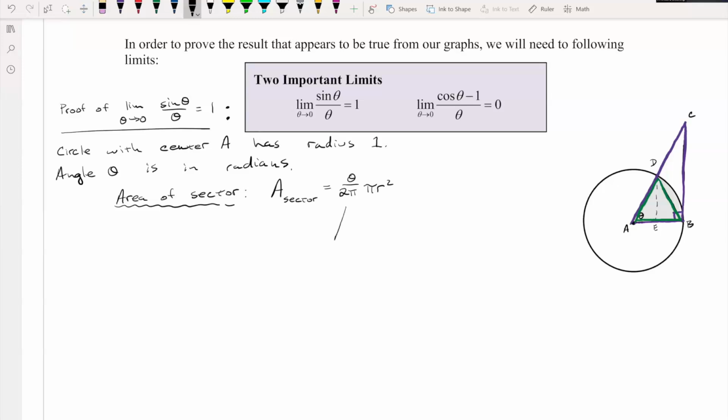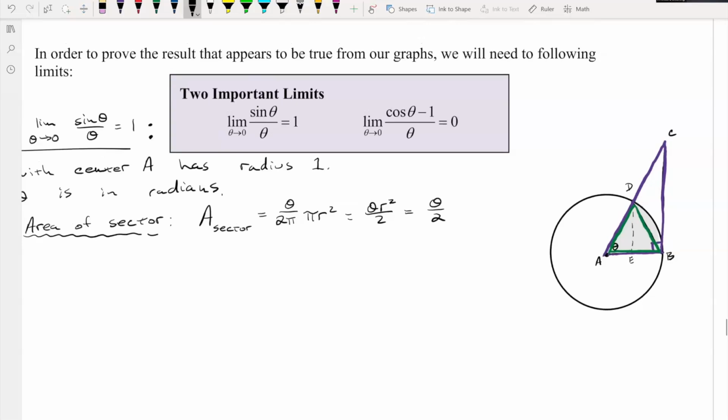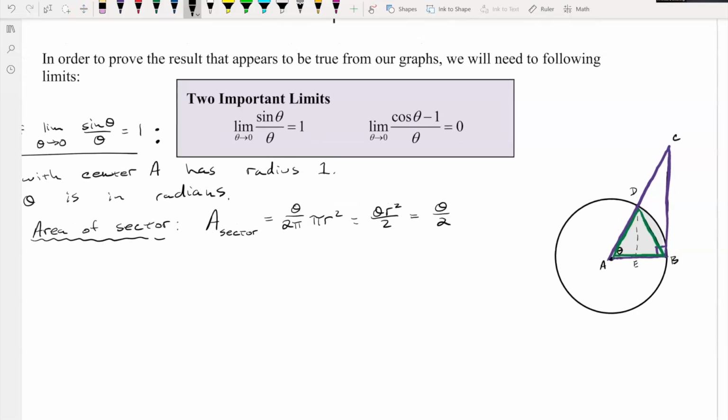And so this is the fractional part of the whole circle times the area. That's basically what that is. And of course, that simplifies down to theta r squared over 2, because the pi's cancel. And because the radius is 1, this becomes just theta over 2. In other words, if theta is measured in radians, the area of that gray region there is going to be the same as the angle in radians divided by 2.